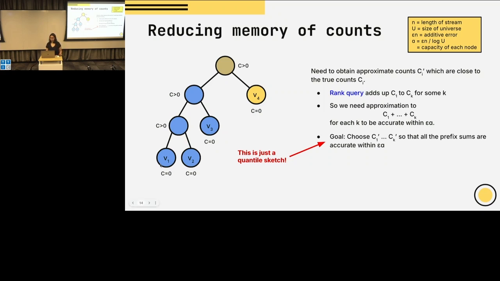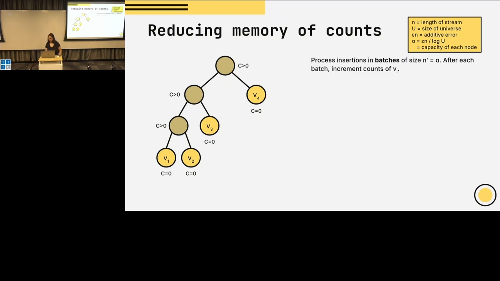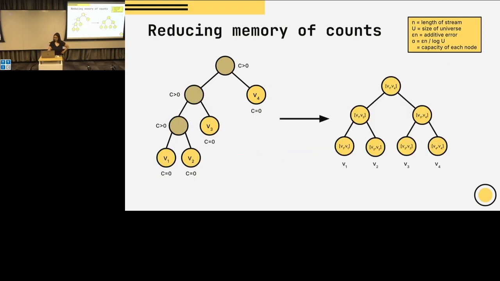In particular, we now need to perform a quantile sketch on V1 through V4. Earlier, we performed a quantile sketch on our entire universe. Now we're just performing a quantile sketch on the leaves of the tree that we've formed so far. Pictorially, we take this tree, do this shift, and do quantiles again on this new tree. What we've gained is that the universe size is much smaller. Previously our universe size was U, but now it's just the number of leaves in this tree, which is log U.